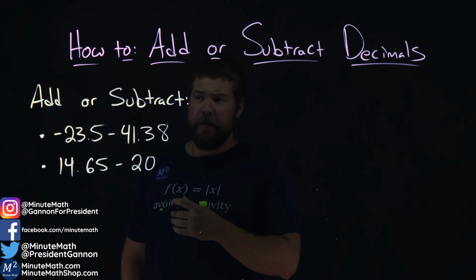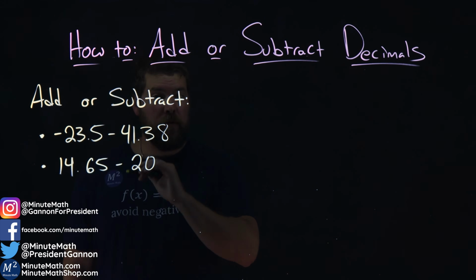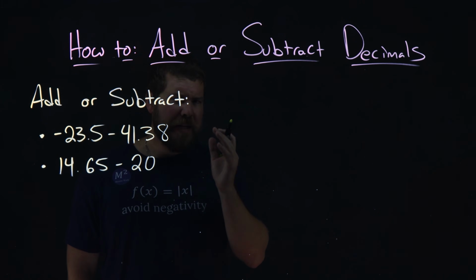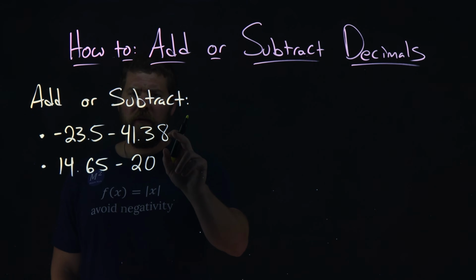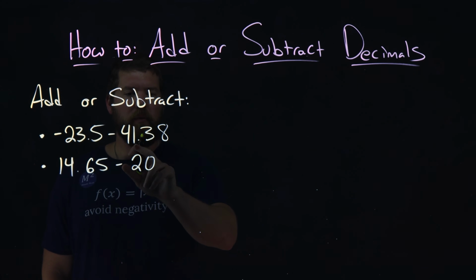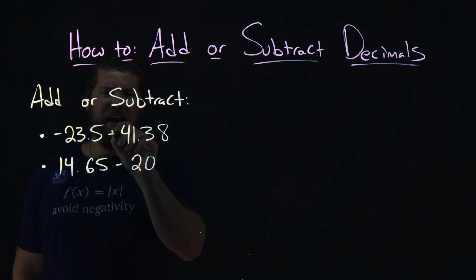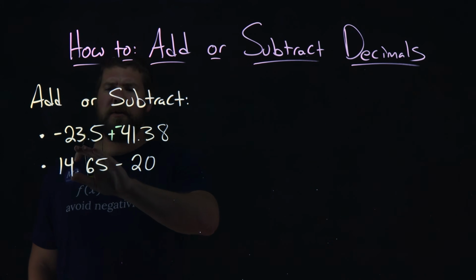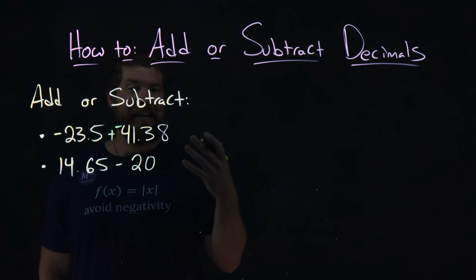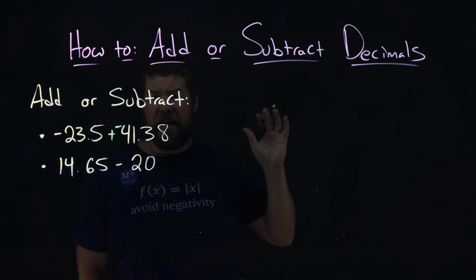We're given this problem here: add or subtract negative 23.5 minus 41.38, or 14.65 minus 20. So we've got to simplify these. Let's start with the first part here. Negative 23.5 minus 41.38. Well, we know that minus sign is the same as adding a negative. So we have two negative numbers that we're adding together. And so we know it's going to be eventually a negative number.